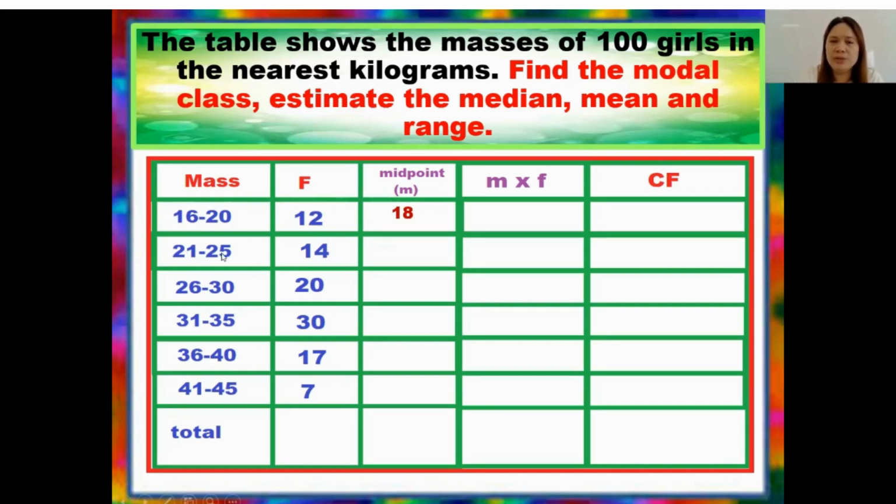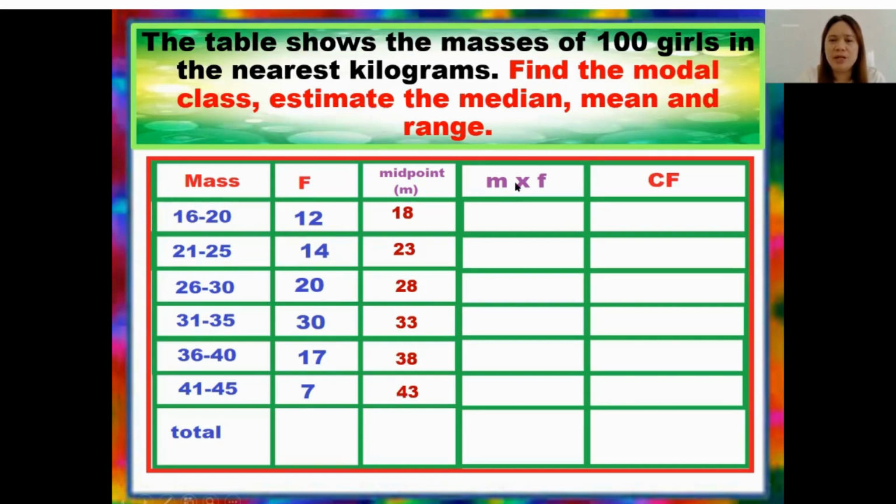Next, 21 plus 25 gives you 46, and 46 divided by 2 is 23. And 26 plus 30 is 56, and half of 56 is 28. In the next class interval, 31 plus 35 is 66, and half of that is 33. And 36 plus 40 is 76... is 78? Divided by 2 is 38. And the last one, 41 plus 45, is 86, and divided by 2 is 43.